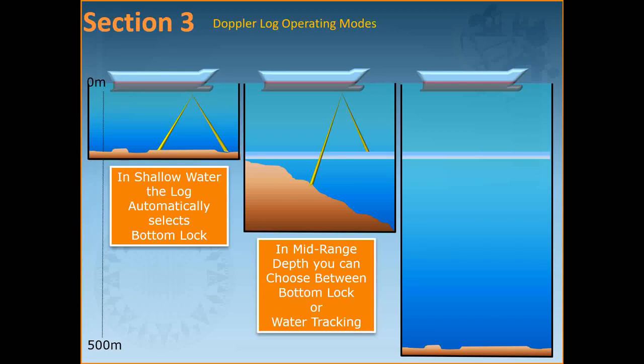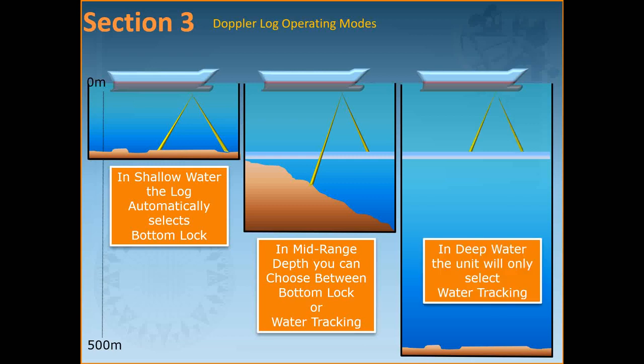Thus for underkeel depths of from 2 to 30 meters, the log must be operating in bottom track using reflections from the bottom. In depths greater than 200 meters, the log must be operating in water track only using the 20 to 30 meter reference layer. But for depths between 30 meters and 200 meters, the log can operate in either mode. The choice is, of course, of the user.